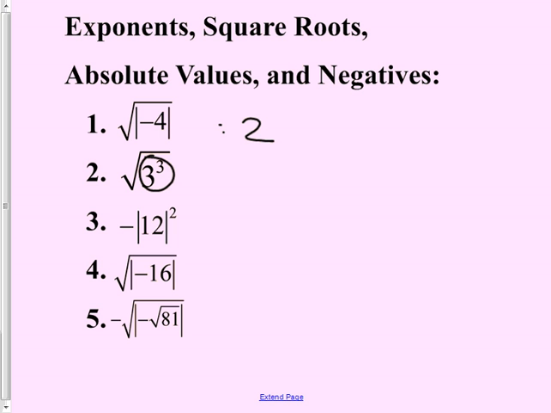What's 3 cubed? 3 times 3 is 9, times 3 is 27. Now it's the square root of 27. That one you can break into parts and simplify. Show me when you've got it.